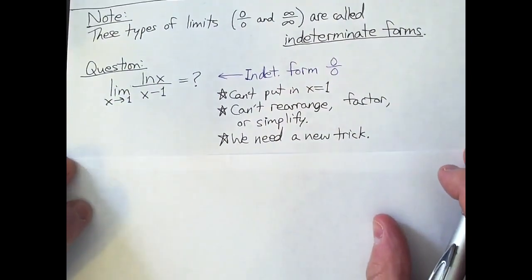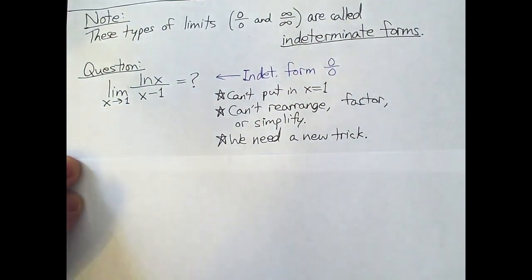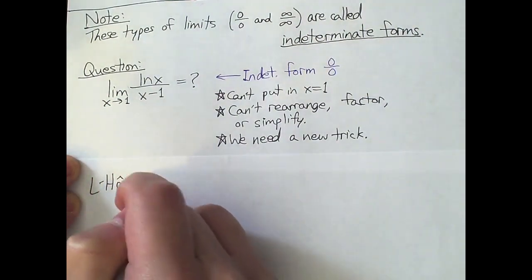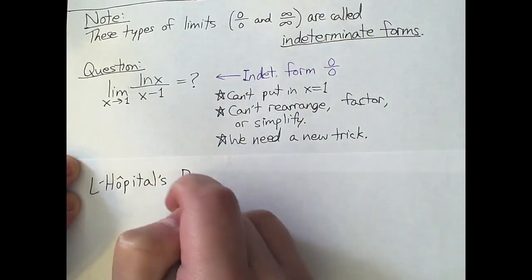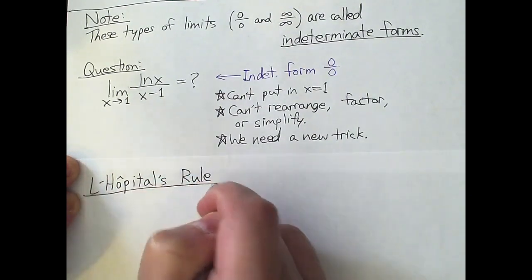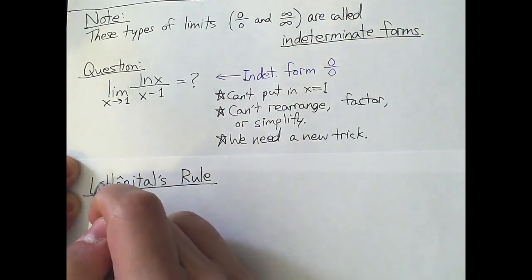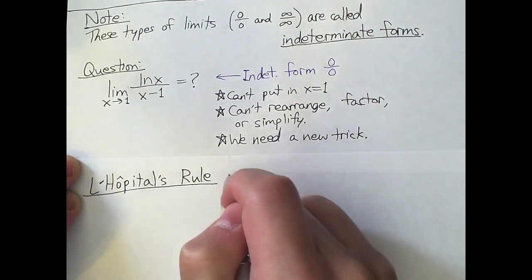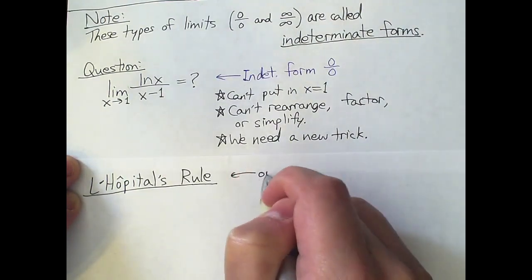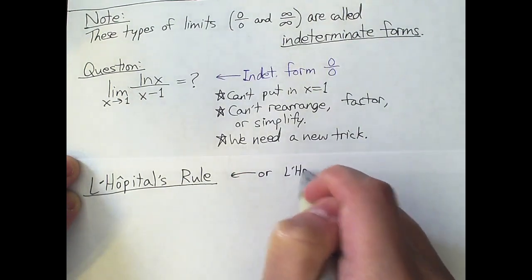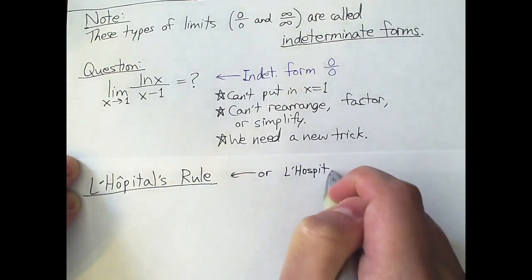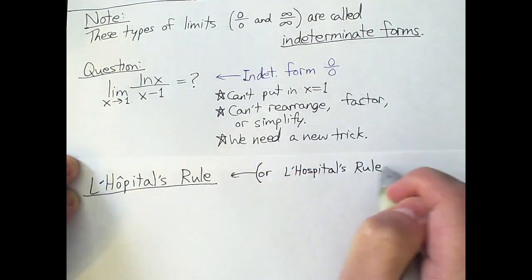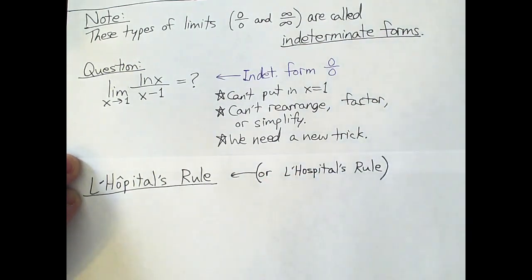So the new trick that's going to help us with some indeterminate form limits is going to be called L'Hopital's rule. So this is a French name. It has an apostrophe after the L, and it has an accent over the O. L'Hopital's rule. And I've also seen it written as this. So either one is fine. I'm just telling you in case you see it written in two different ways in a textbook or the internet or whatever.